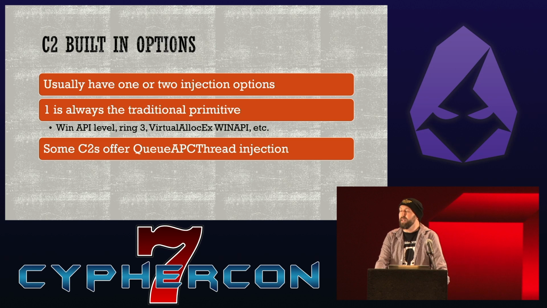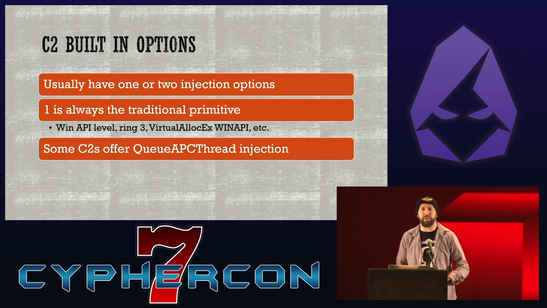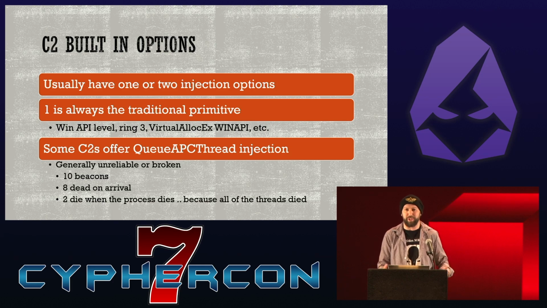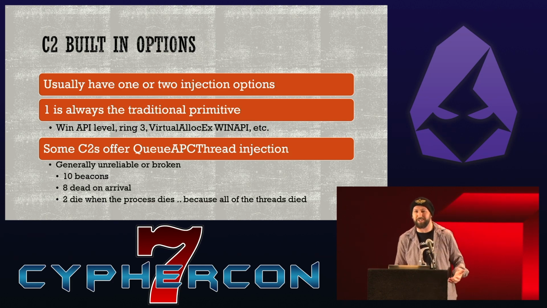Now, if you're lucky, they might have a different option. I usually see QAPC injection, right? I've also never seen it work, because what happens is you get 10 beacons back and 8 of them are dead on arrival. And the other two check in once or twice before they die, because the entire process dies. And it dies because all 10 of the threads just died, right? So you really don't have process injection in your modern C2s.